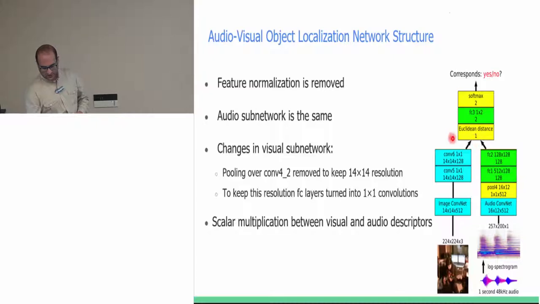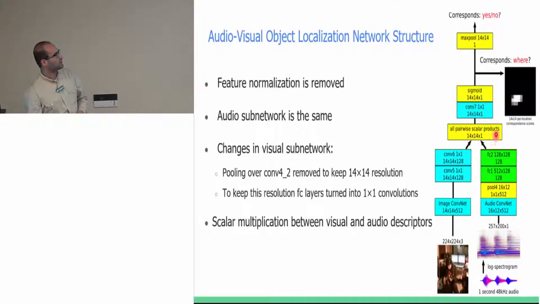Then they apply a scalar multiplication, and instead of Euclidean distance, they get a 14 by 14 by 1 heat map, and then to keep similarity, they apply a 1 by 1 convolution layer again, and it's sigmoid. They get a heat map where the object is localized. Then it's the same thing, they apply a max pool. The max pool, the network says, is whether this sound and video correspond or not. So the network is actually trained with the same task, and still they didn't use any localization ground truth.